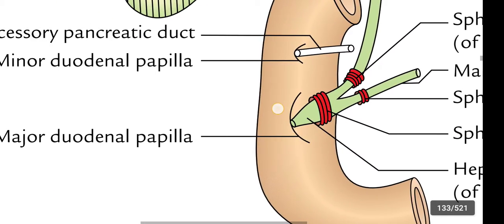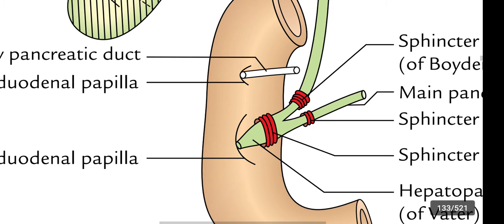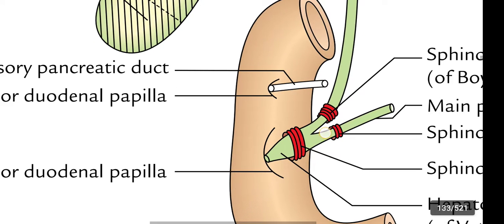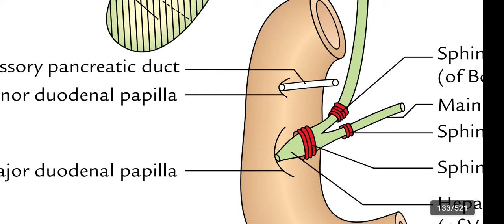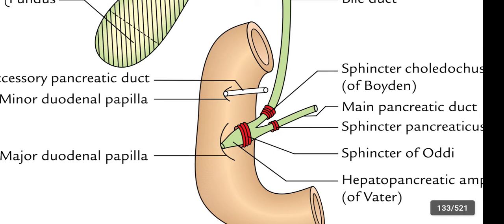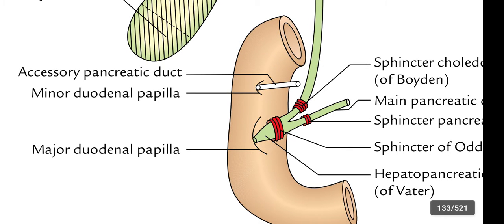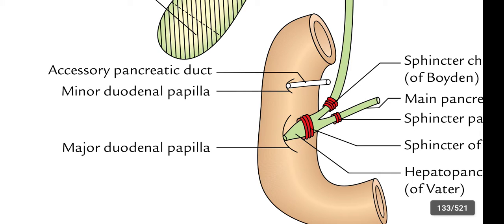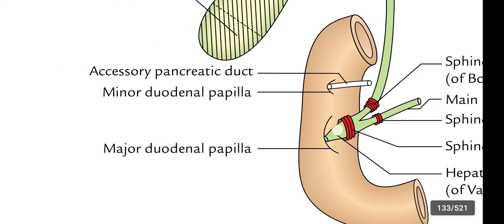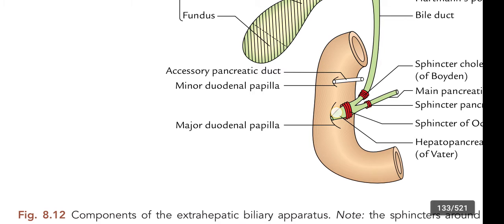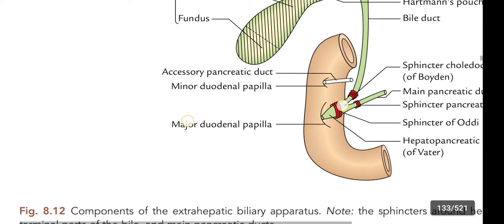This is the diagram, guys. This is the bile duct, and this is the main pancreatic duct. Both are entering at the same point, just below the middle of the second part of the duodenum, and it bulges there and forms the major duodenal papilla. This is the part where the major duodenal papilla is formed.